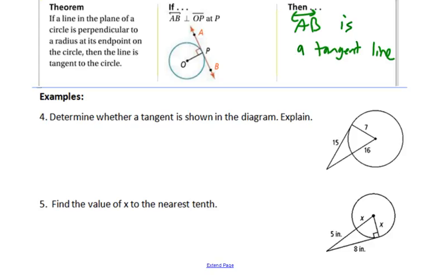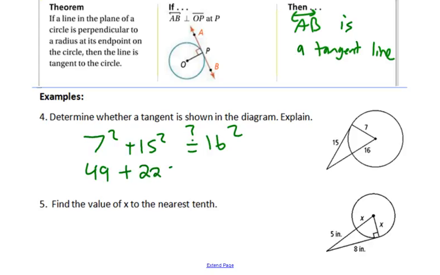Using a little trigonometry. So right here, we have three sides of a triangle. It says determine whether a tangent is shown in the diagram. Well, to see if it's tangent or not, let's use the Pythagorean theorem. Right triangles go with the Pythagorean theorem, so 7 squared plus 15 squared would have to be equal to 16 squared. 7 squared we know is 49. 15 squared I believe is 225.